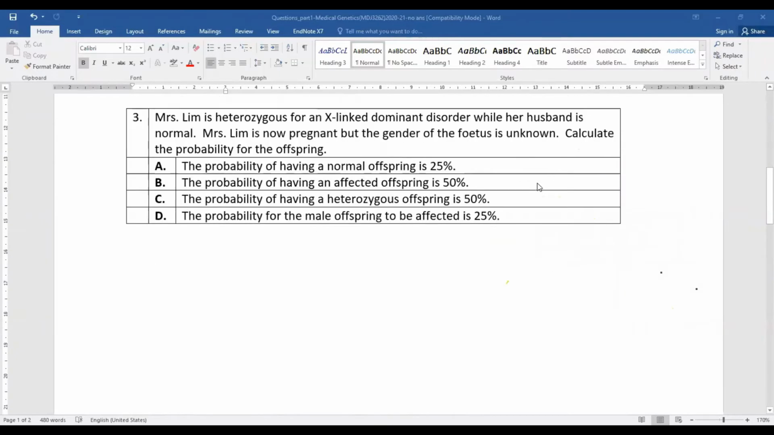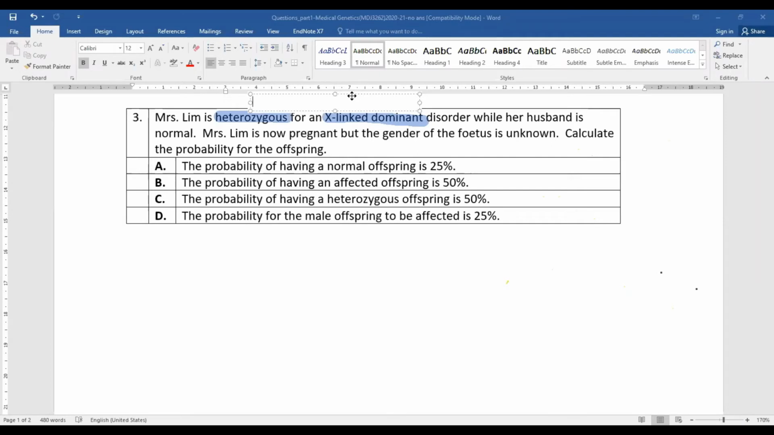Okay. Mrs. Lin is heterozygous for an X-linked dominant genetic disorder while her husband is normal. Mrs. Lin is now pregnant, but the gender of the fetus is unknown. Calculate the probability of the offspring. Heterozygous. So what would be her genotype?